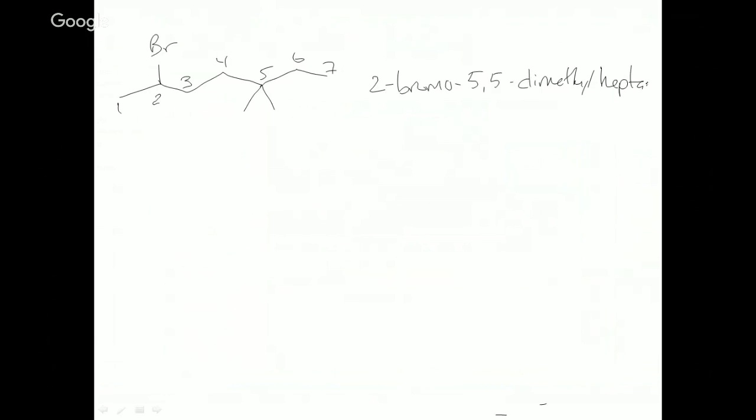Do one more here. Again, the 2 position is the earliest substituent rather than the 3 position if we went right to left. Now we have 2 methyl groups. Recall that the di doesn't count, so even though bromo comes before di, we're really saying bromo comes before methyl. So it's 2-bromo, and you need 2 5s in there. 5,5-dimethylheptane.